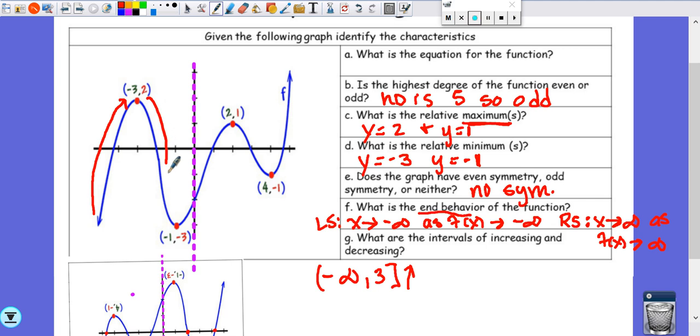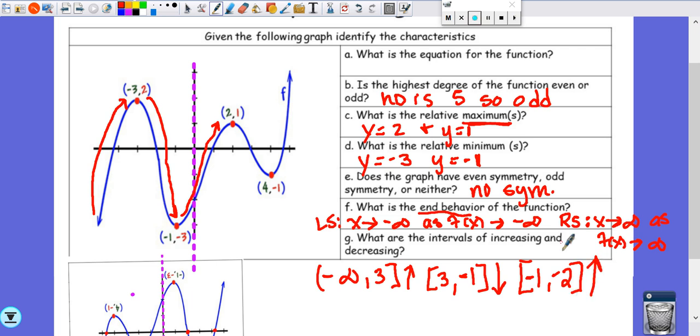And then I'm going to draw another arrow going down, because that's going down. And then we're going to say from 3 to, what's the x value right here? Because it's going to start changing directions. From 3 to negative 1. And I'm going to put them both in brackets because they're both included. The graph is decreasing. And then I'm going to draw another arrow because it changes direction again. I'm going to look at the x, and I'm going to say from negative 1 to the next x value, which is 2, and I'm going to put it in brackets. I'm going to say it's increasing.